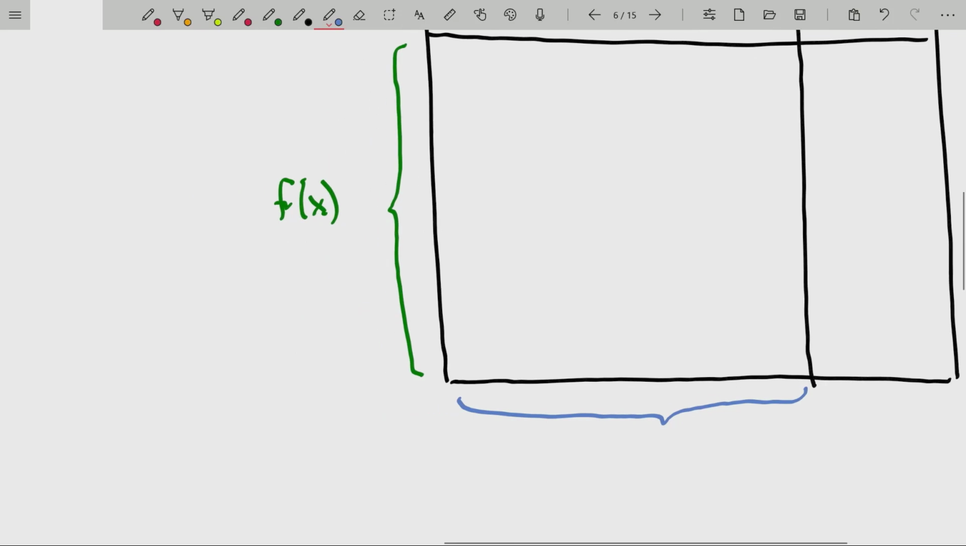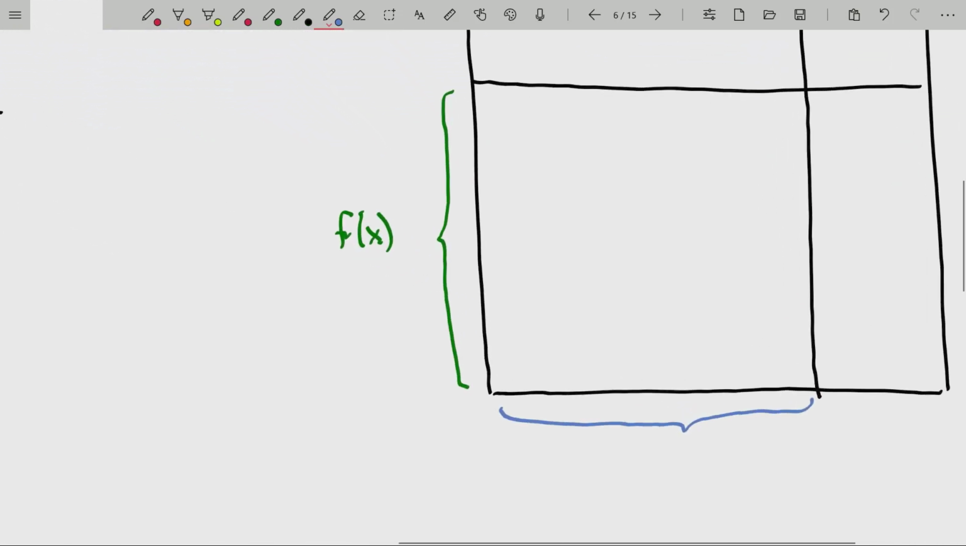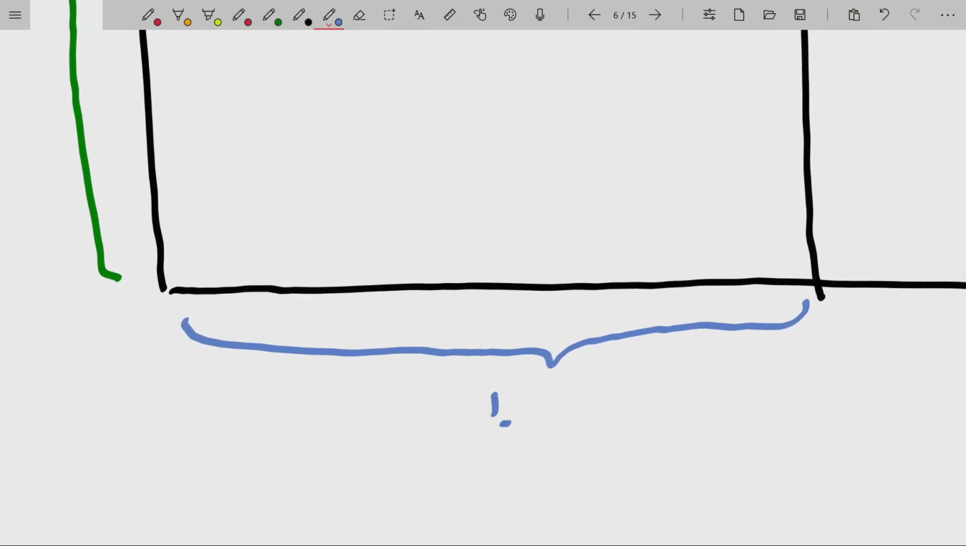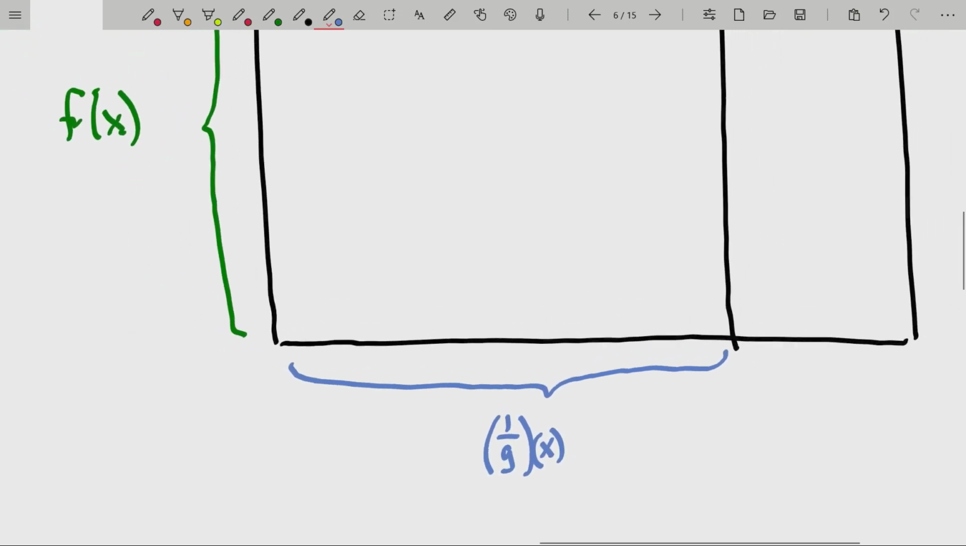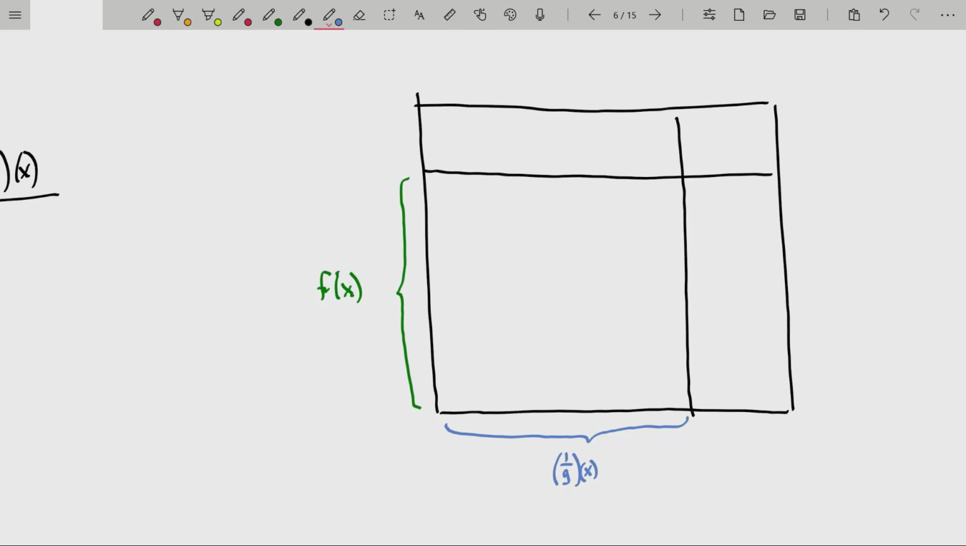However, in this case, we don't have f times g, we have f divided by g. So I'm going to call this horizontal distance 1 over g of x. That's basically 1 over g of x, but I'm just going to write it that way for now. And then we also noted that we wanted to increase these values, to wiggle them a little bit. So we wanted to wiggle the outputs of f and that blue 1 over g.